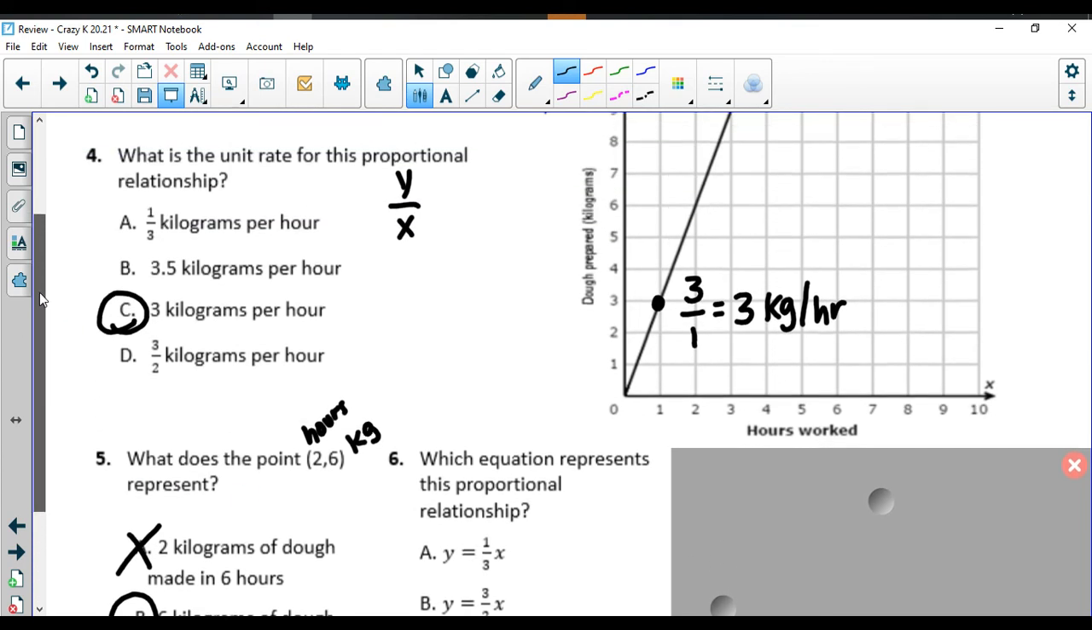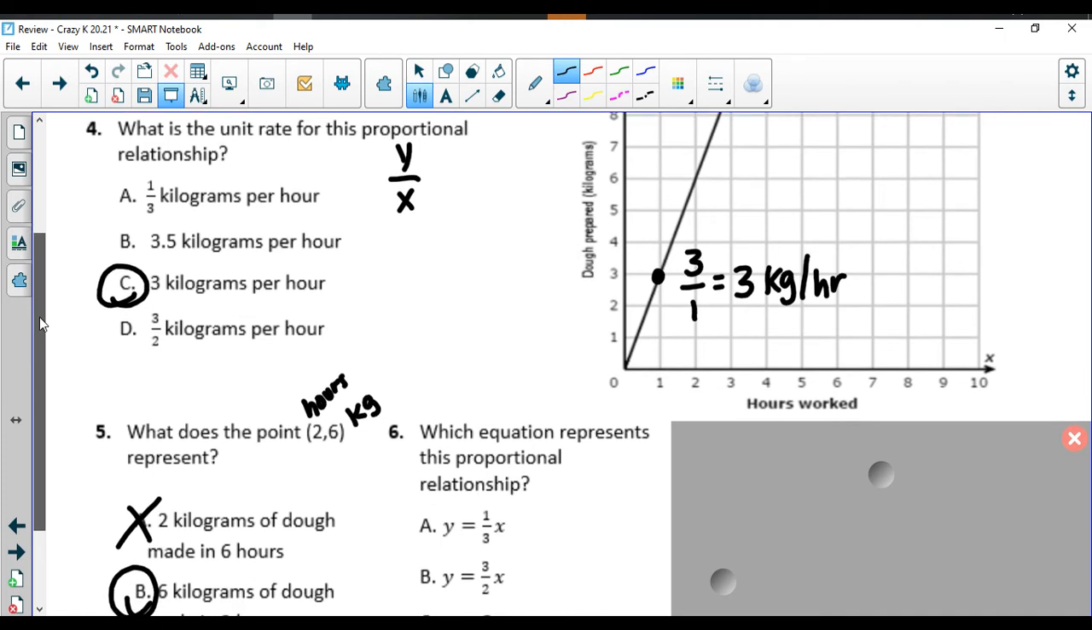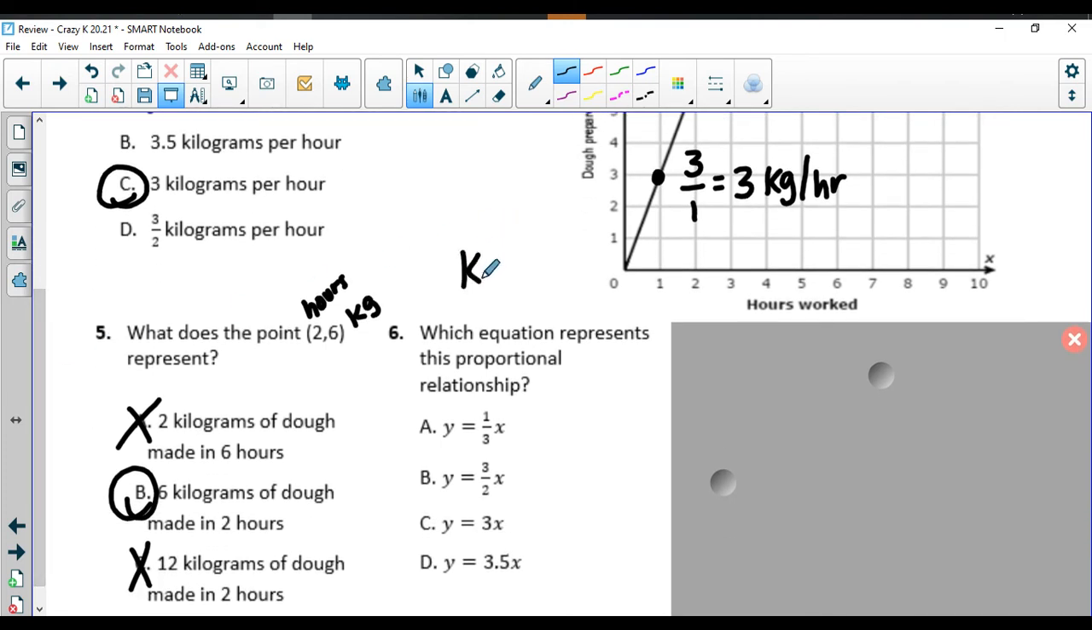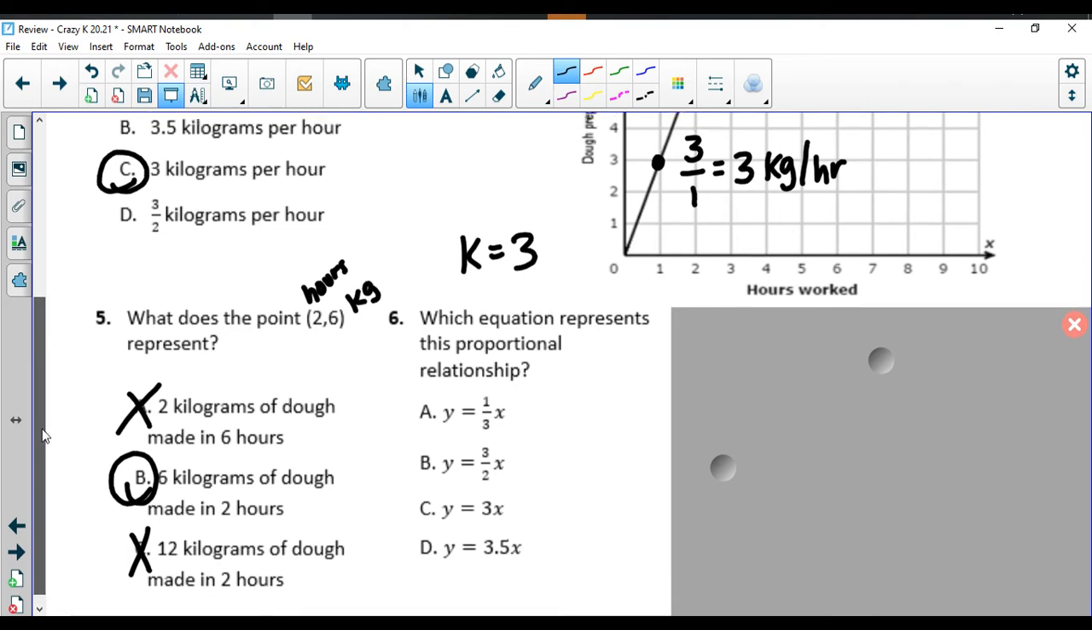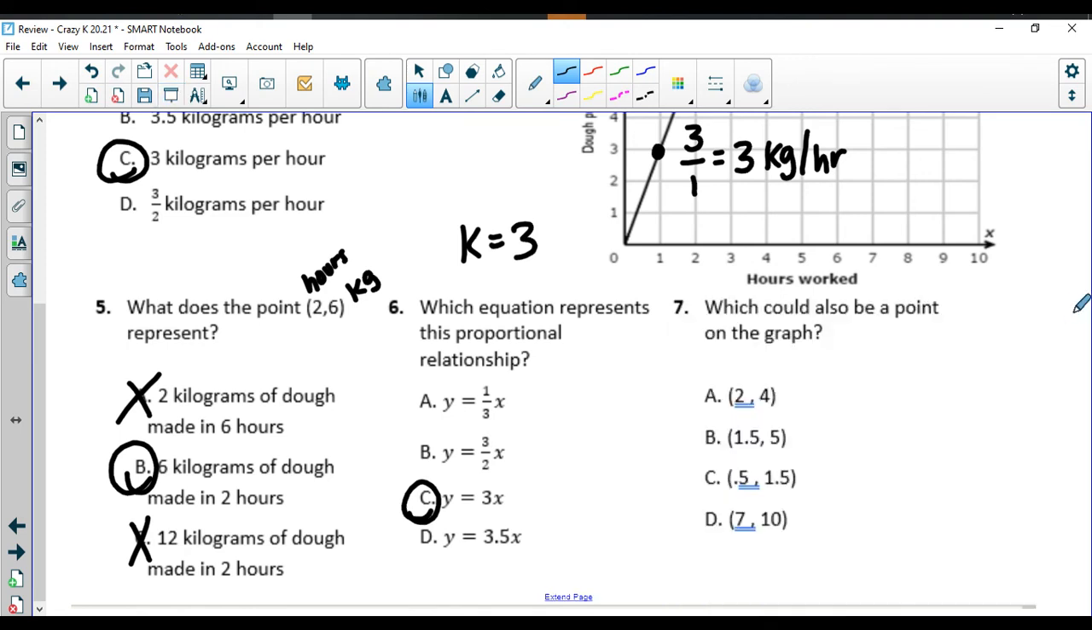Using your answer from number 4 here, we're going to use this for number 6. Remember, our unit rate K was 3 up here. So for number 6, which equation represents this proportional relationship? For this one, since K is 3, our value is y equals kx, so letter C is our answer choice.